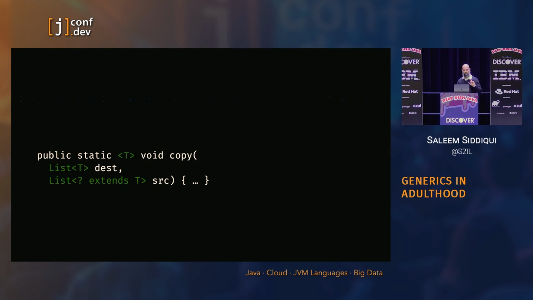So the source has to be a subtype of the destination, which is what this named parameter style enforces. There's a relationship between the source list and the destination list, and the letter T allows us to express that. Here, there is no other way than to use the letter T. You can't just replace everything with question marks and wildcards.